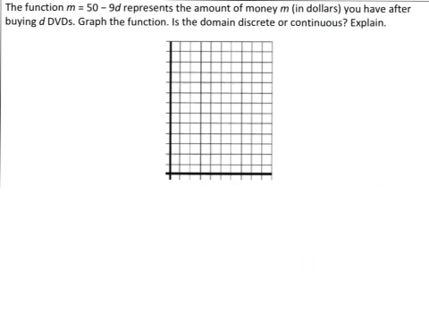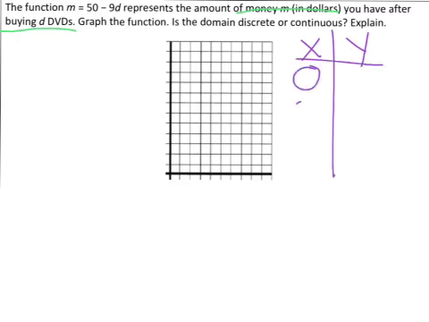So our example here is the function m equals 50 minus 9d, which represents the amount of money in dollars, m, you have after buying d DVDs. So first we're going to graph the function, then decide if the domain is discrete or continuous. They don't give us a domain this time to plug in, so we're just going to plug in a couple different points. So we'll do 0, how about let's do 2, and then let's do 4. So go ahead and figure out your answers here, and then we'll check back to see what we got. Try to use mental math if you can.